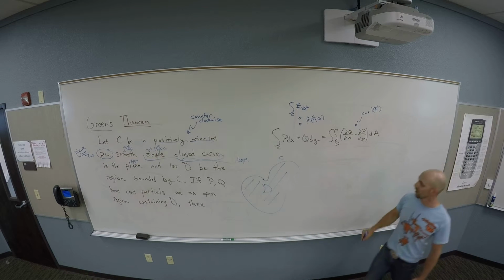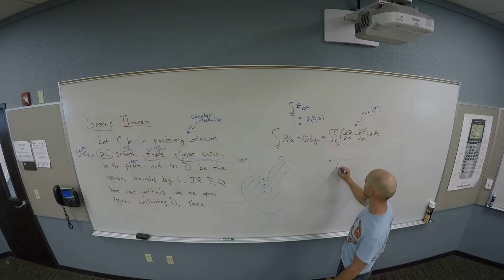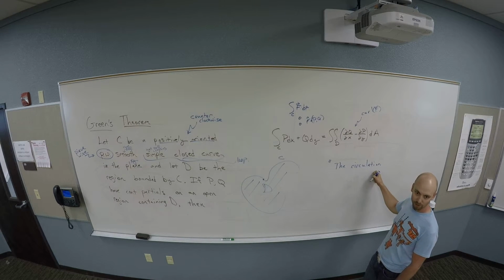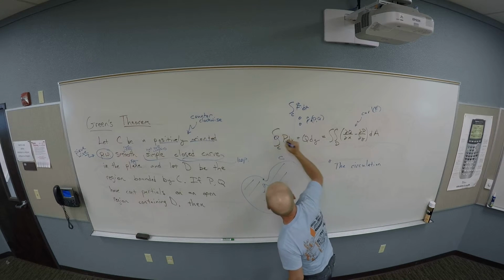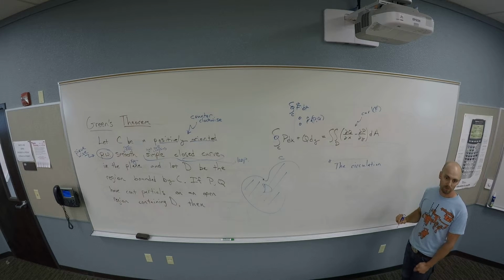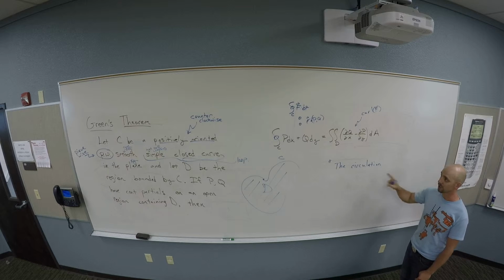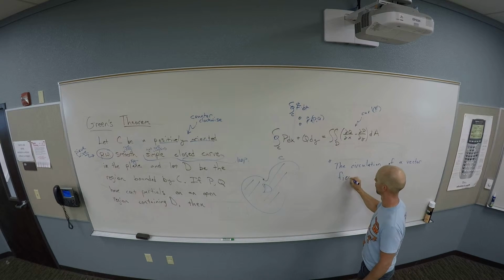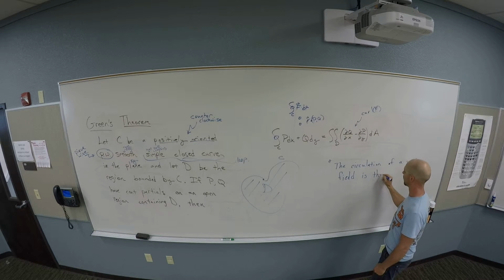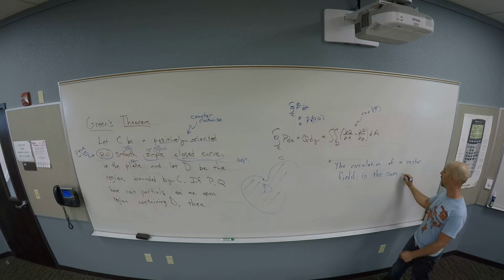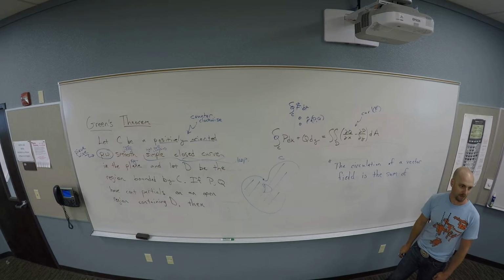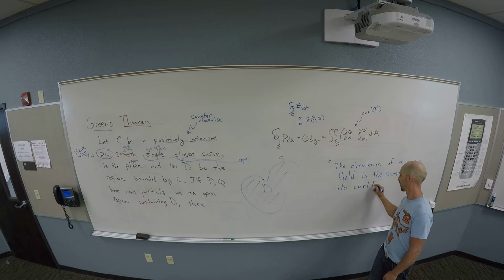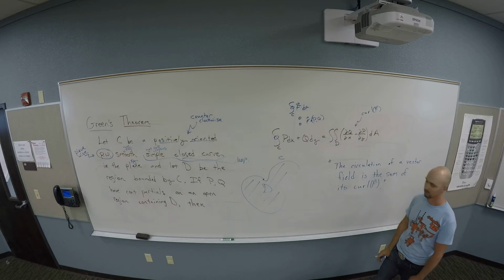So another way to read Green's theorem in words is in terms of circulation. Your book uses that word whenever you do a line integral around a closed curve. So another way to read it would be to say the circulation of a vector field is the integral over the region of its curl. Does that kind of make sense?